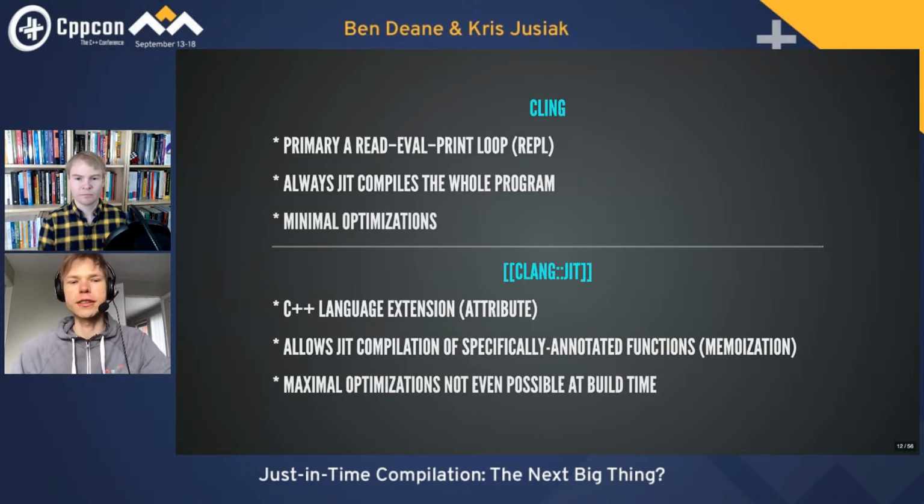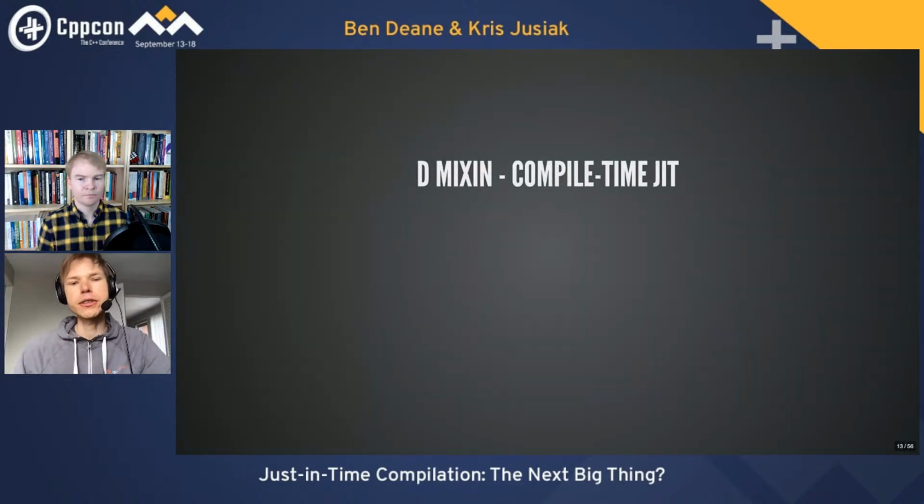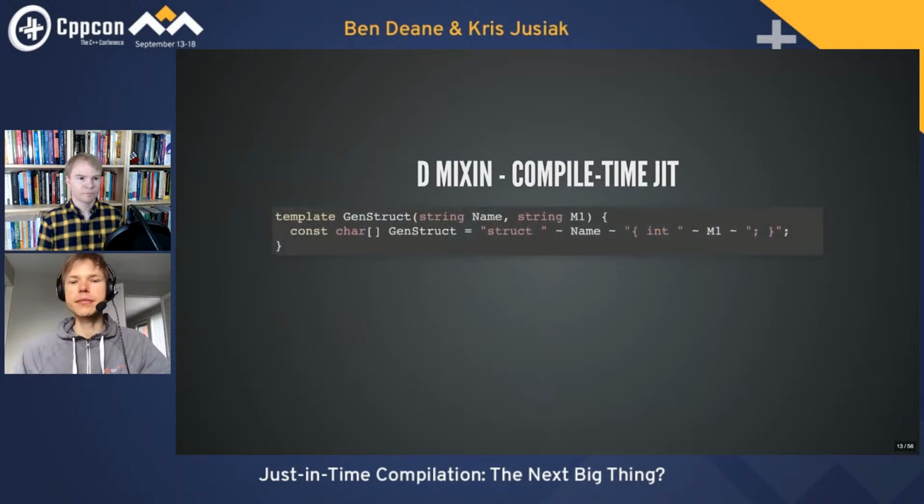Cling is usually not very well optimized, and that's not the main focus of it. It's just the faster iterations. On the other hand, Clang JIT is all about the performance. It enables optimizations not even possible at build time, because we can leverage the runtime data and promote it from the runtime to the compile time, which we'll take a look at in a second. So as I mentioned before, this is a really exciting and different approach, in which you can actually compile the JIT at compile time.